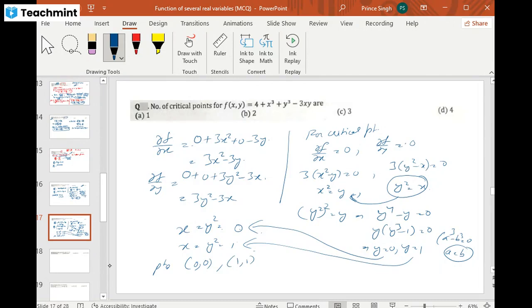So how many points are there? 2 points. So the number of critical points is 2.